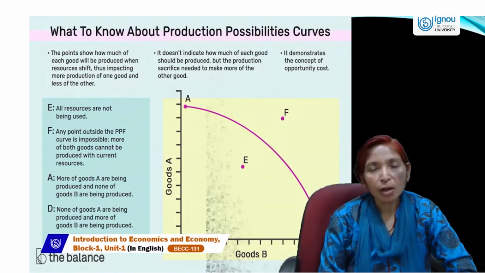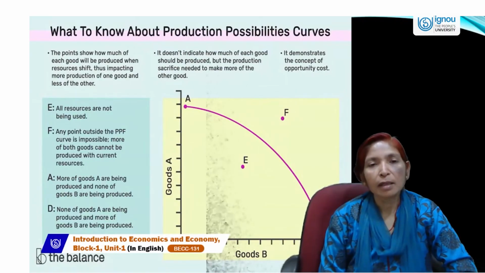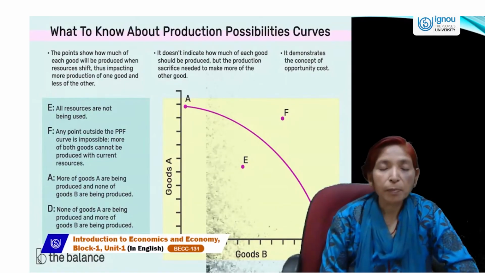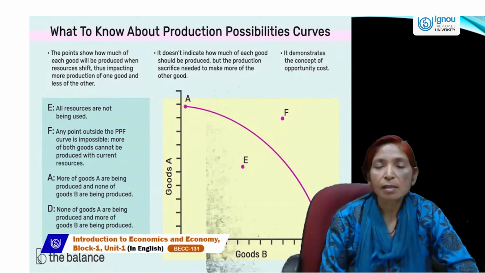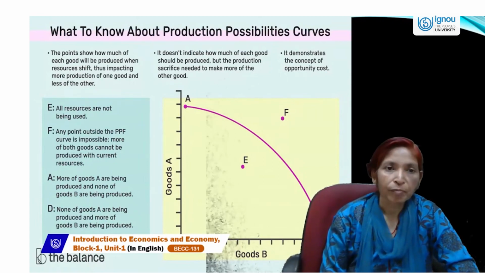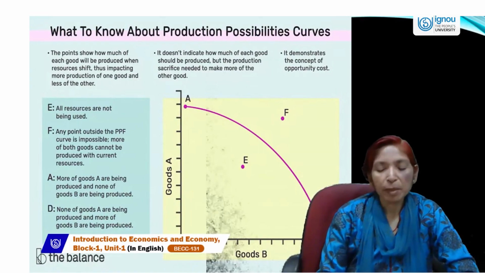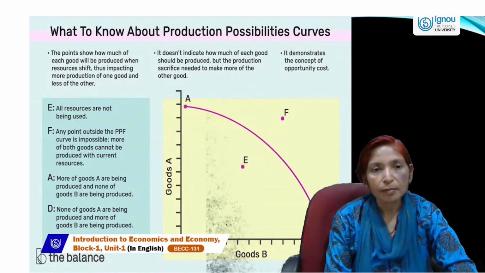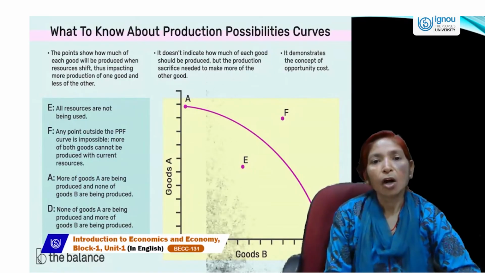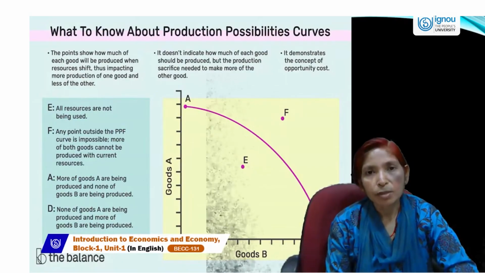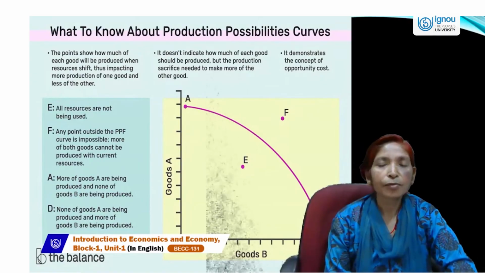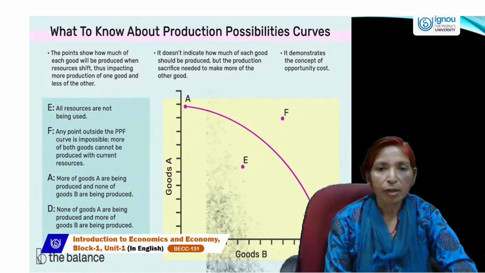If we produce one commodity in large quantity and the other in less, the reason is scarcity. The main reason behind this is scarcity of resources. PPC is generally always concave to the origin. It does not indicate how much of each good should be produced, but the production sacrificed that is needed to make more of the other good.